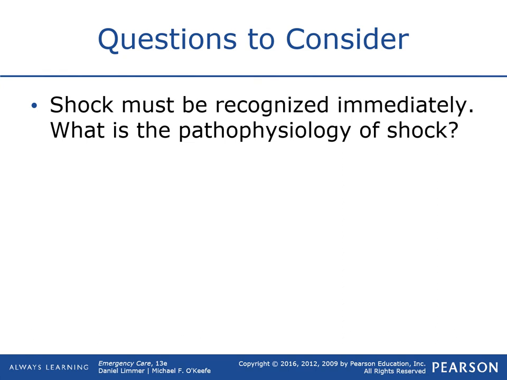Shock must be recognized immediately. What is the pathophysiology of shock? So at its baseline, pathophysiology of shock is not enough oxygen getting to the cells and not enough waste products being carried away from the cells. So that at the baseline is what is happening at a cellular level. You do not have enough perfusion to the cells. That's why hypoperfusion, low perfusion, and shock are interchangeable terms.